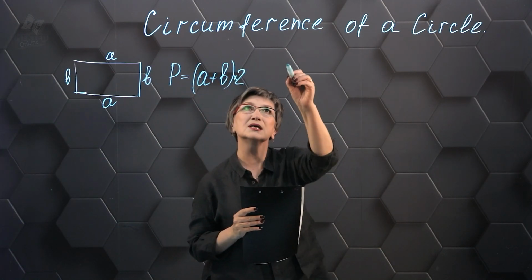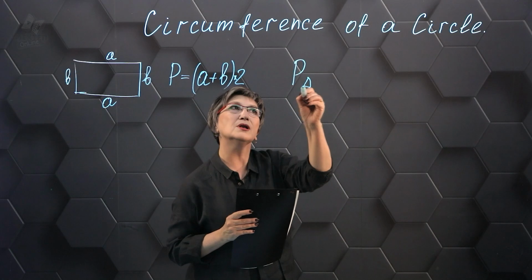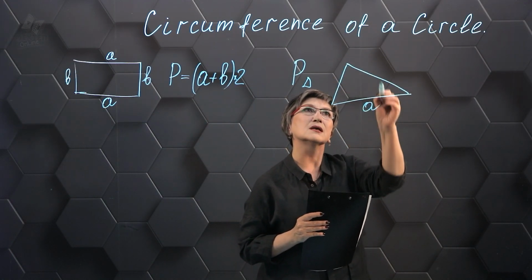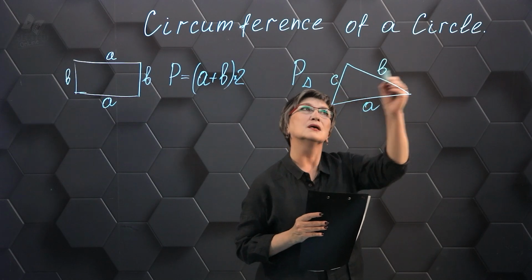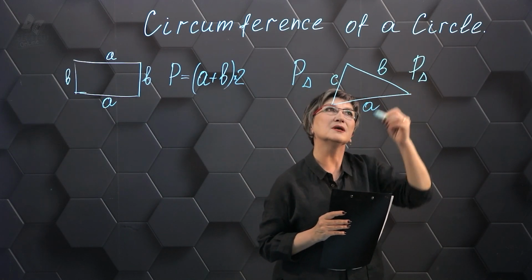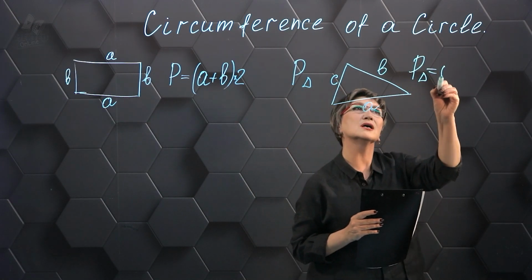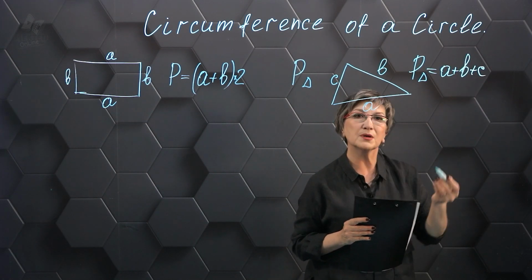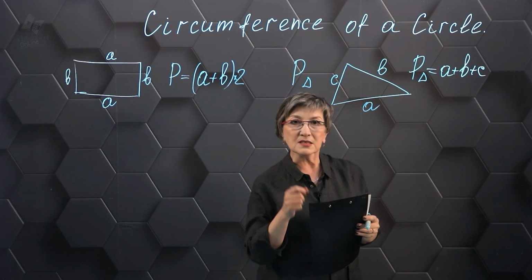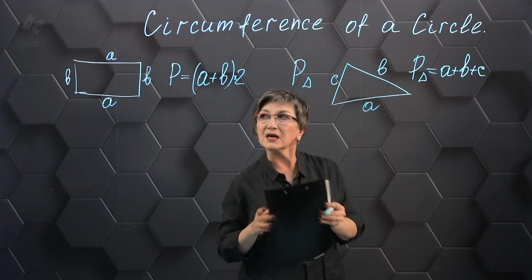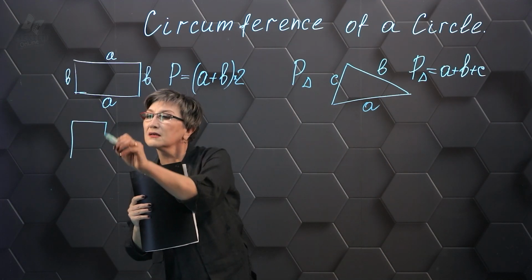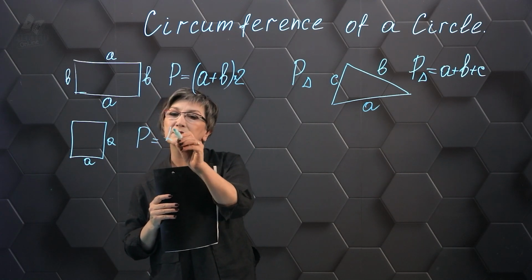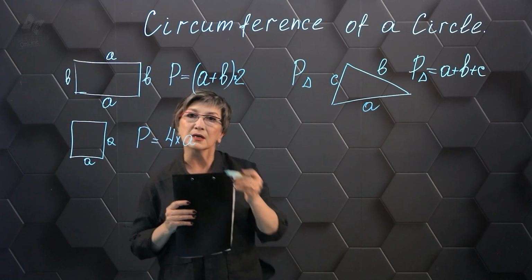If I need to find the perimeter of a triangle, then I have three sides to the triangle: side A, side B, and side C. And in order to find the perimeter of the triangle, I have to add up the lengths of the three sides, A plus B plus C. If we're talking about the perimeter of a square, in a square, the lengths of all the sides are equal, and so the perimeter is 4 times A.